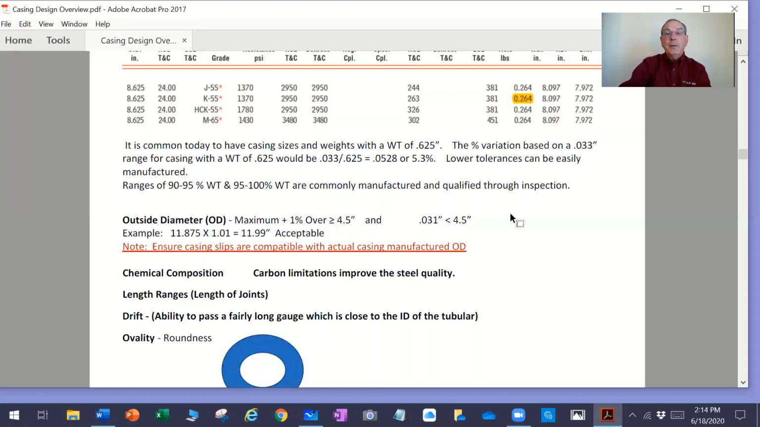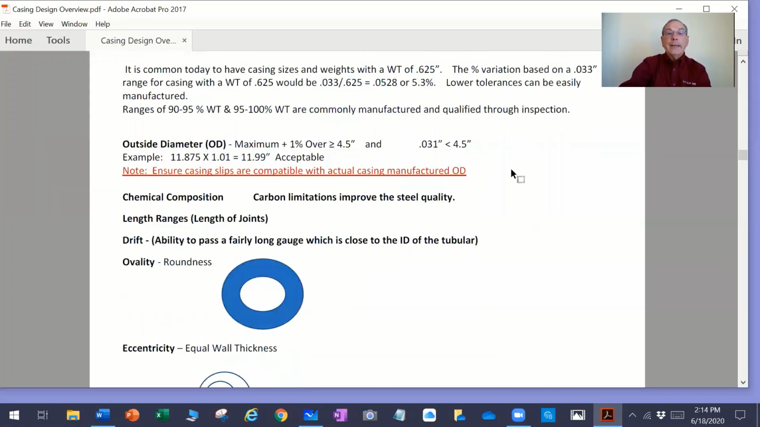Another consideration that you need to be aware of is that casing, the outside diameter, if it's for casing that is greater than or equal to 4.5 inches in diameter, can be 1% oversized. So let's say if it was 7-inch casing, 7-inch casing can be 1% greater OD than 7 inches. And then if it's less than 4.5 inches in tubular size, the variance is 0.031 inches. So I'm gonna put notes here for your information that you need to be aware of.